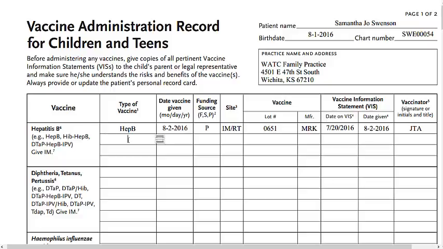So let's say instead of giving a single vaccine, we gave a combination, and I'm going to use the Pediarix. And we know that the Pediarix has 3 different vaccines in it. Hepatitis B, it has the poliovirus in it, also has DTaP. If I give a combination vaccine, then I have to list that combination vaccine for each one of its components. So the first one we're going to do is the hepatitis B, and we're going to put Pediarix in here.